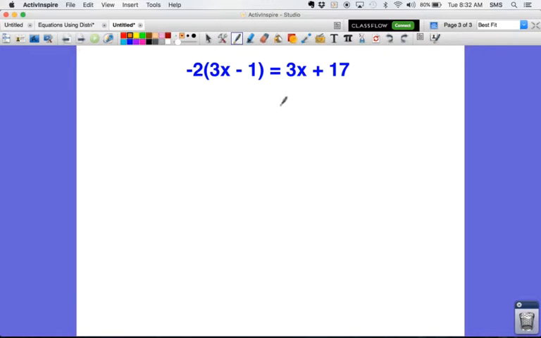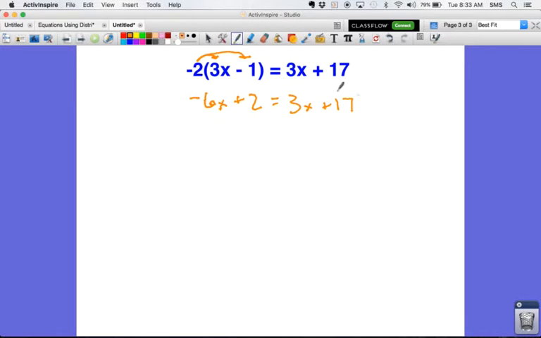So now this one looks a little bit more complicated. Okay, so what I need to do is I need to get rid of those parentheses first. And in order to do that, I am going to use the distributive property. So I'm going to do negative 2 times 3x, negative 2 times negative 1. So that's going to give me negative 2 times 3x is negative 6x. Negative 2 times negative 1 is positive 2. This simplified to this. Okay, this equal sign and everything to the right is still there. We haven't touched that yet. We haven't done anything with that yet.